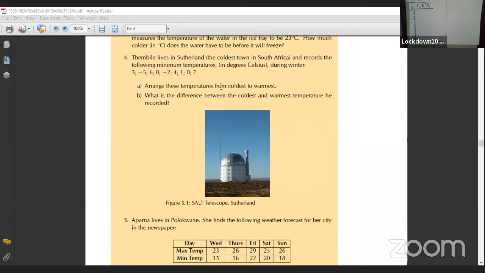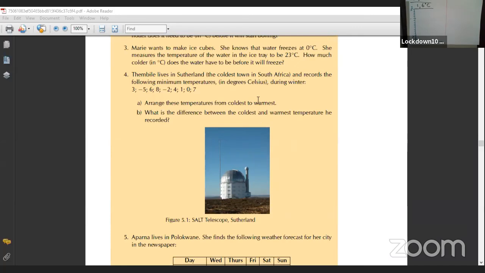Okay, let's look at question B. Question B says, what is the difference between the coldest and the warmest temperature recorded? I'm sure this is going to be tricky for them. We have seen that the coldest was negative 5 and the hottest was 7 degrees. So what do you think is the difference?